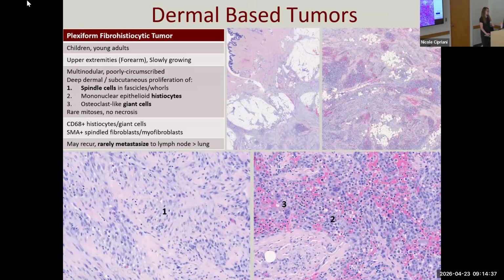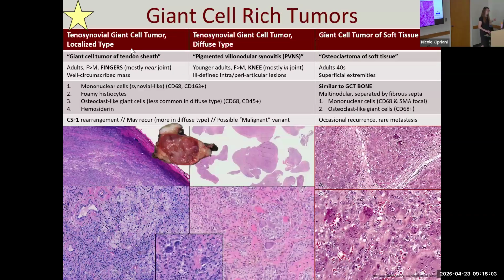Plexiform fibrohistiocytic tumor, usually young adults in the upper extremities. You have spindle cells that kind of look like fibroblasts, myofibroblasts, mononuclear cells in the background with associated giant cells that kind of look like, maybe, a giant cell tumor all together. These occasionally are metastatic, but these happen usually in the dermis and subcutis of young patients.